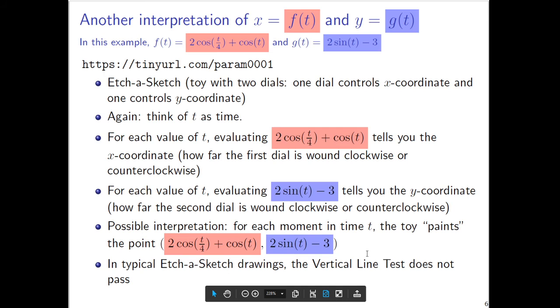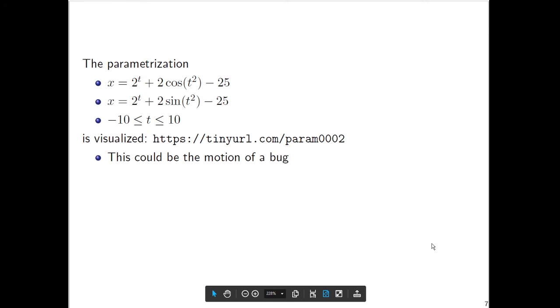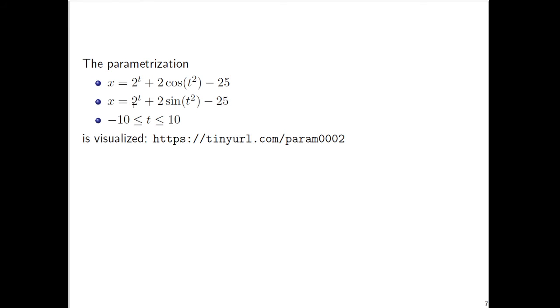So in a typical Etch-a-Sketch drawing, the vertical line test does not have to pass. So imagine 2 people who are not looking at the Etch-a-Sketch. Each person has control of one of the Etch-a-Sketch dials, and they kind of both go randomly. And if they're not coordinating with each other what the picture would look like, it's very unlikely that the vertical line test would pass.